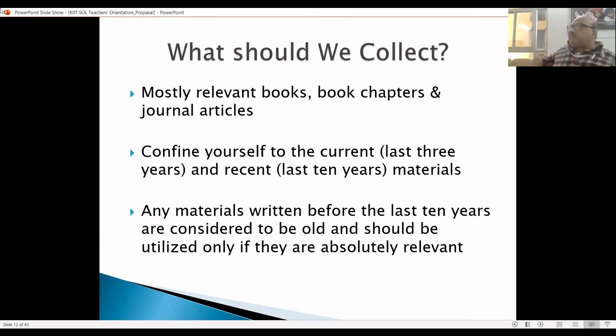Anything beyond that is stale, hackneyed, useless stuff. In the USA, what they do is, if any student would use a book or a book chapter or a journal article which is not recent, that is, after 10 years, the student will have to justify to the dissertation committee why he or she has to use the older stuff. Okay.